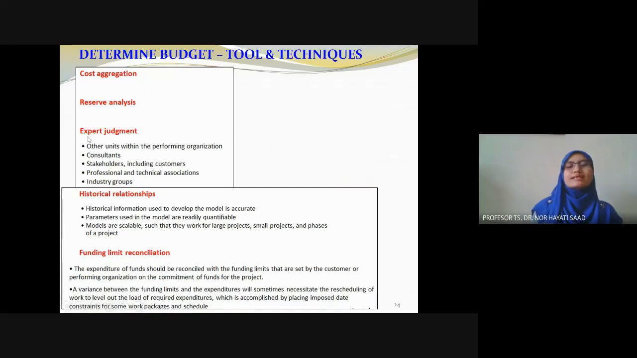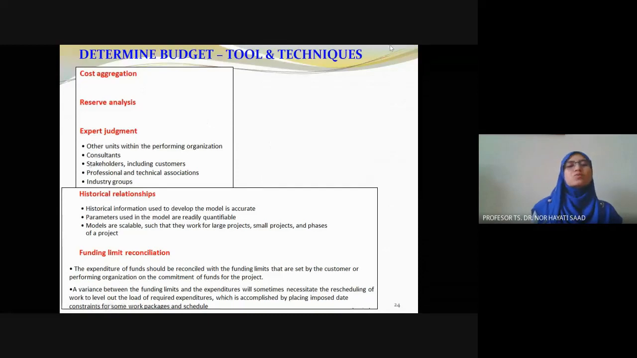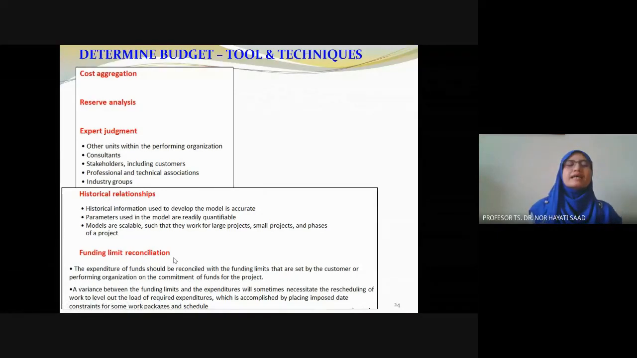When we use the consultant, the expert judgment, what does it mean? Historical relationships, funding limit reconciliations: based on the funding we have already and how much we need, how we reconcile them together, so that we know how much more money we need. So you have to read this one.